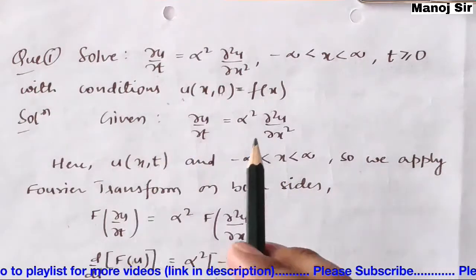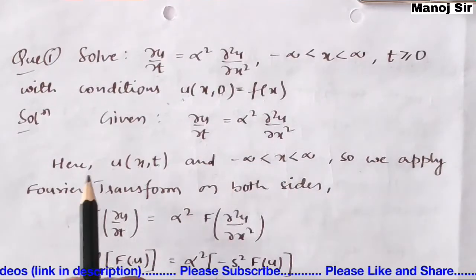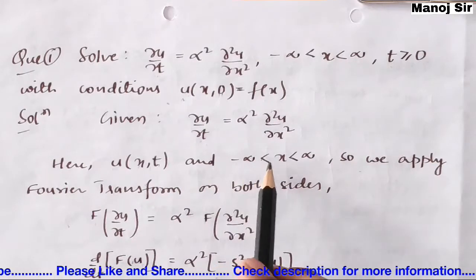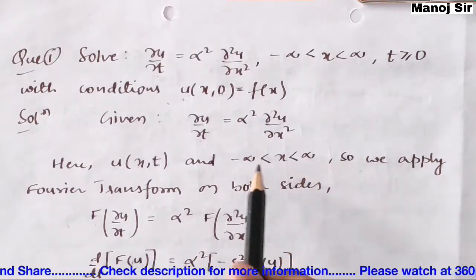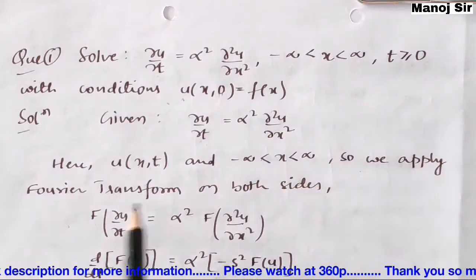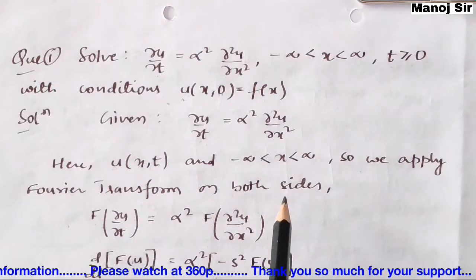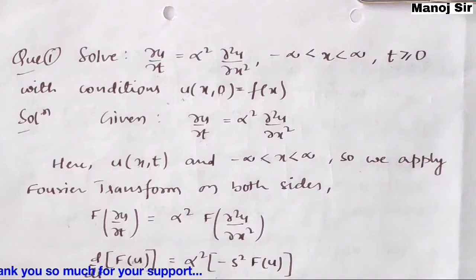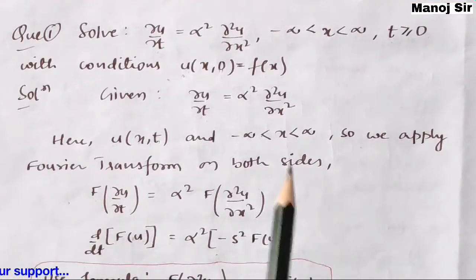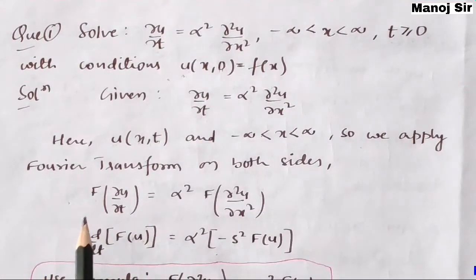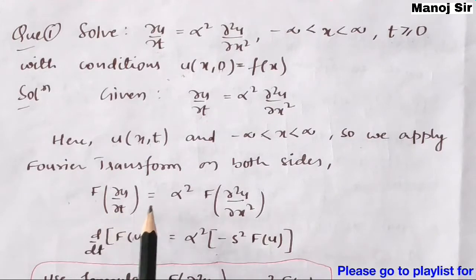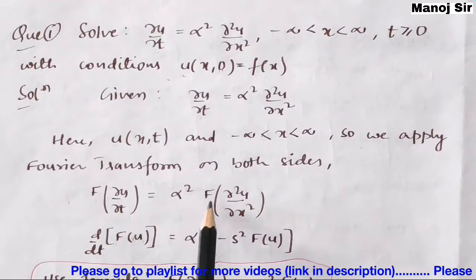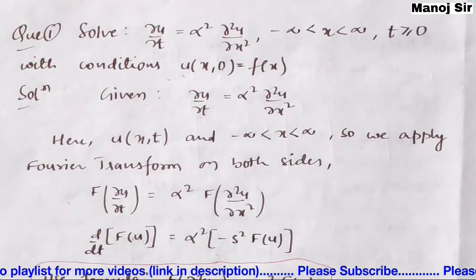So this part is given, and here u is a function of x and t, and minus infinity less than x less than infinity. So we are going to apply Fourier transform, or you can say infinite Fourier transform, on both the sides. Applying Fourier transform on both the sides of this equation, that is Fourier transform of del u upon del t equals alpha square times Fourier transform of del square u upon del x square.